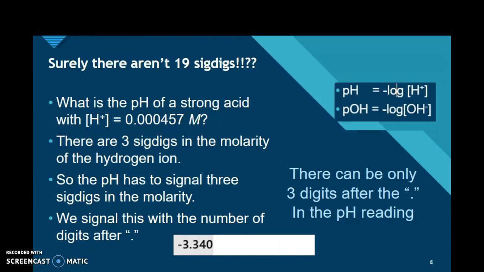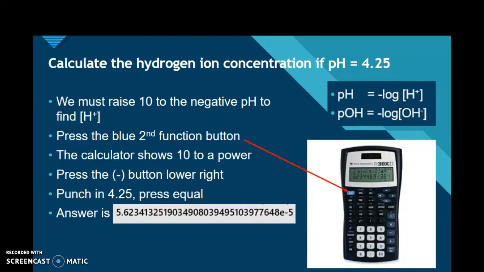Minus 3.340, of course, we change the sign on that and we get 3.340. pHs and pOHs are always positive numbers. Now, calculate the hydrogen ion concentration if the pH is equal to 4.25.